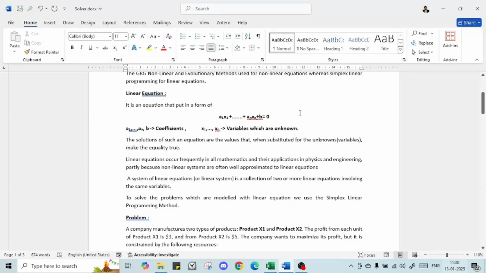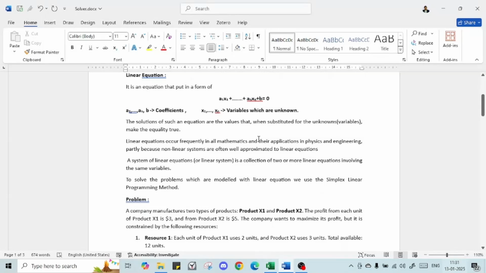The order is 1, the highest power is 1. So variables are unknown. The solutions of such an equation are values that, when substituted for the unknowns, make the equality true. As we discussed in an example, we are going to understand how linear equations work.